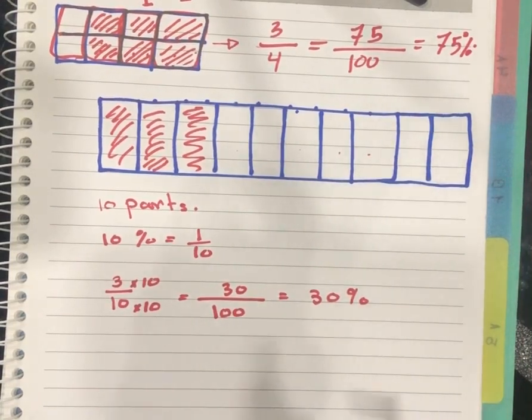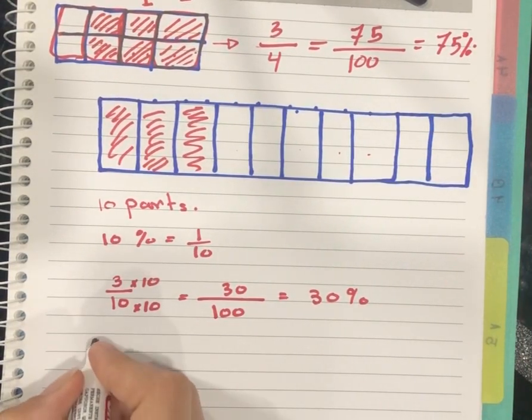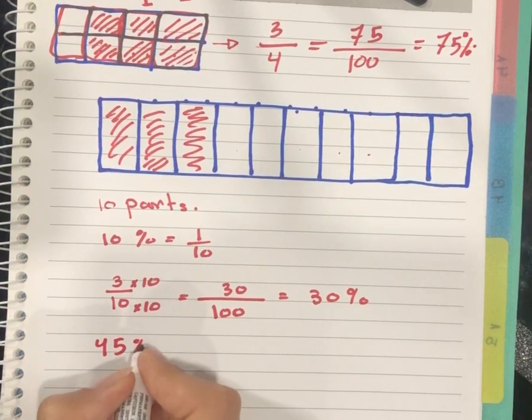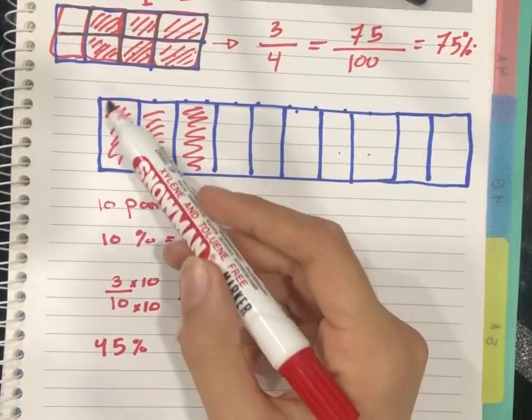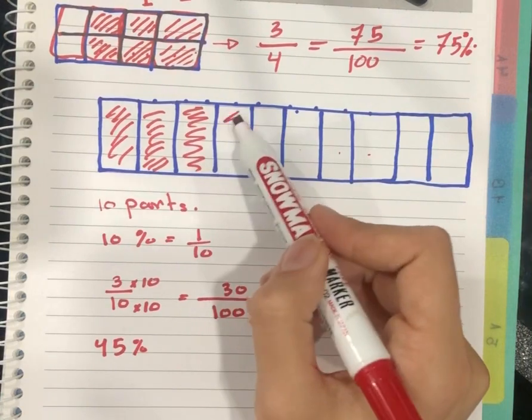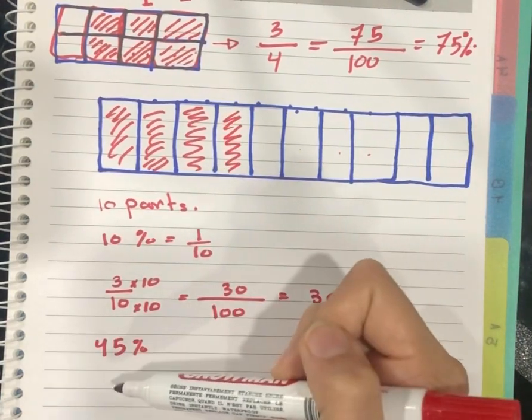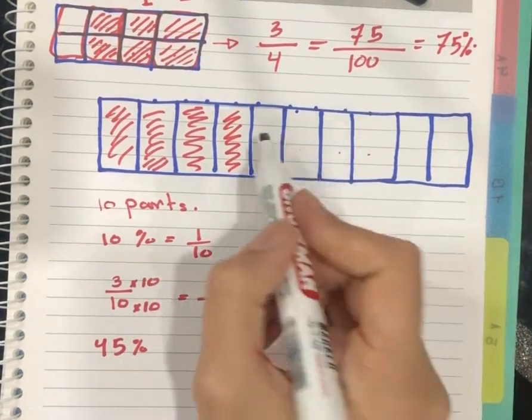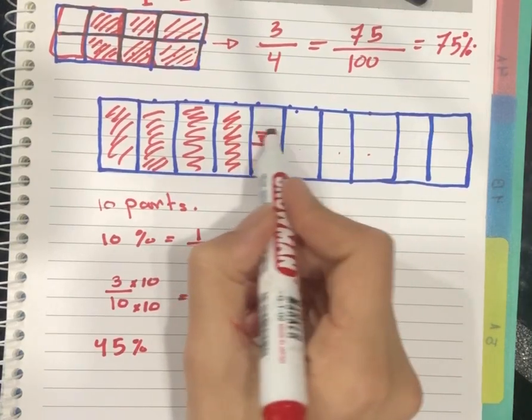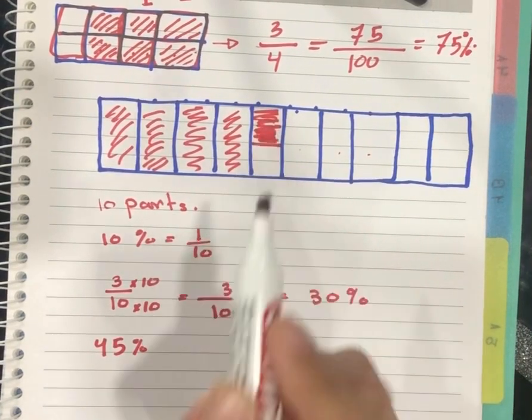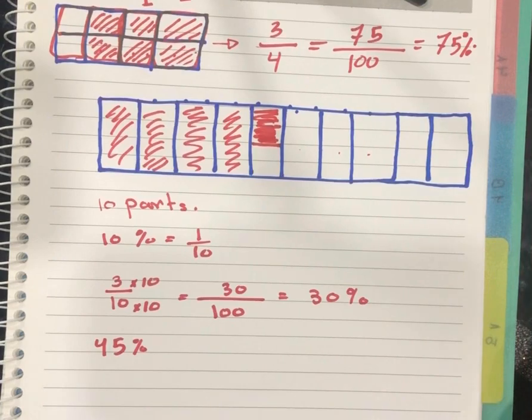Let's say he wanted me to shade 45%. I will say 10%, 20%, 30%, 40%, and the 5 is half the 10. So I will shade only half a rectangle.